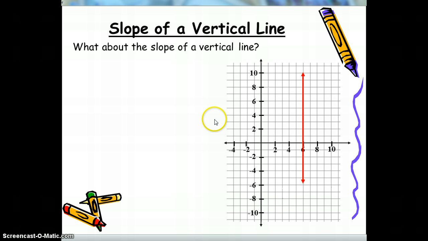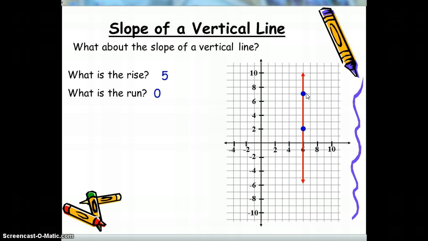So what is the slope of a vertical line? Well, let's take 2 points again. Can I find the rise? Absolutely. The rise is 1, 2, 3, 4, 5. Okay, so the rise is 5. Now in this case, what is the run? Can I find a run? Is it going left or right at all? The answer is no. So my run now is 0.